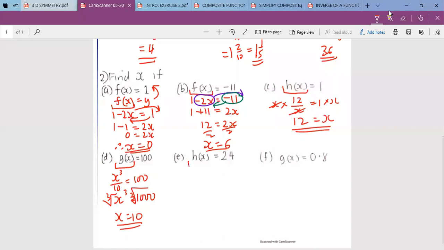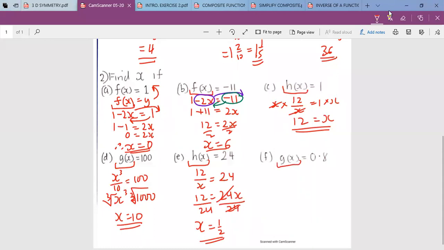Next, I have to substitute h. And remember, the function for h in this question is 12 over x. So I have to keep 12 over x is equal to 24. Cross multiply, I get 12 is equal to 24x. So divide by 24, so 12 divided by 24 is a half. So my x is a half.